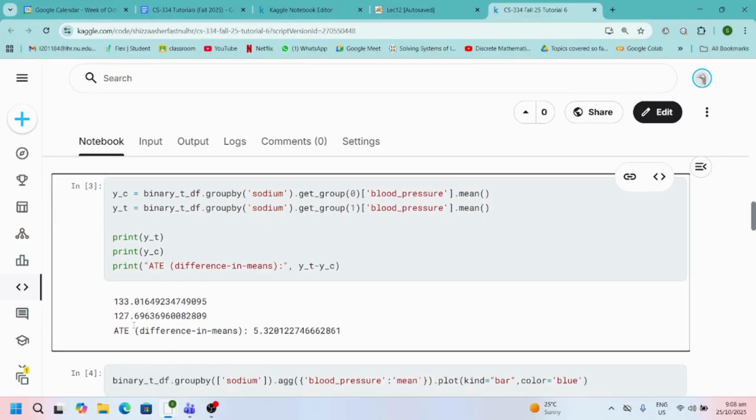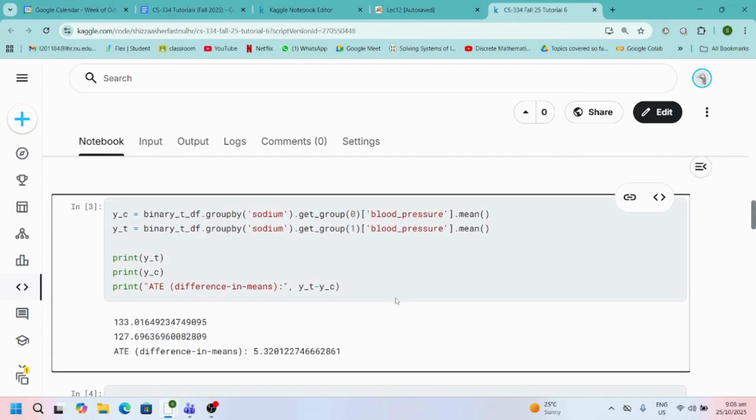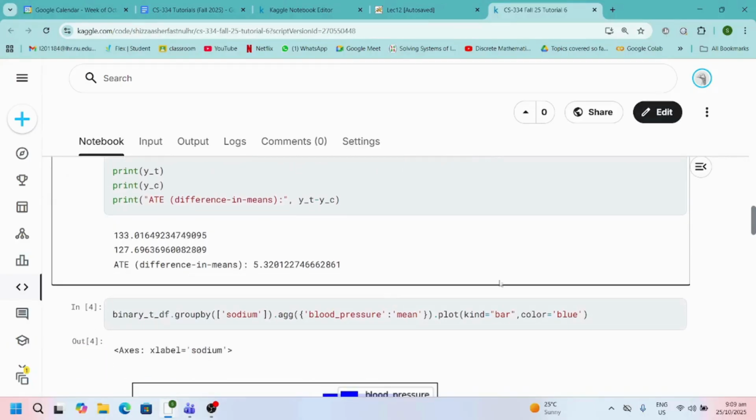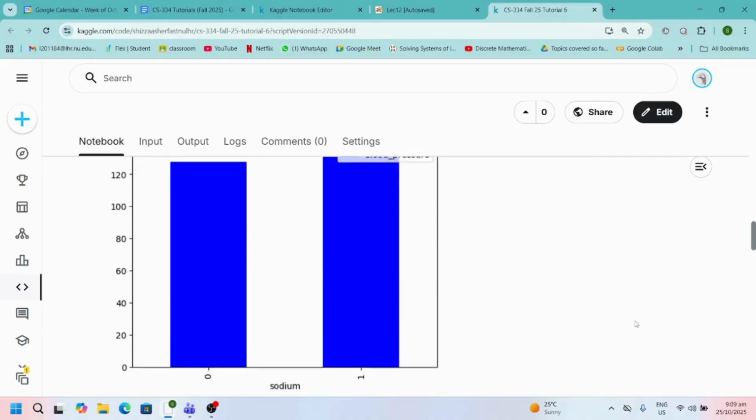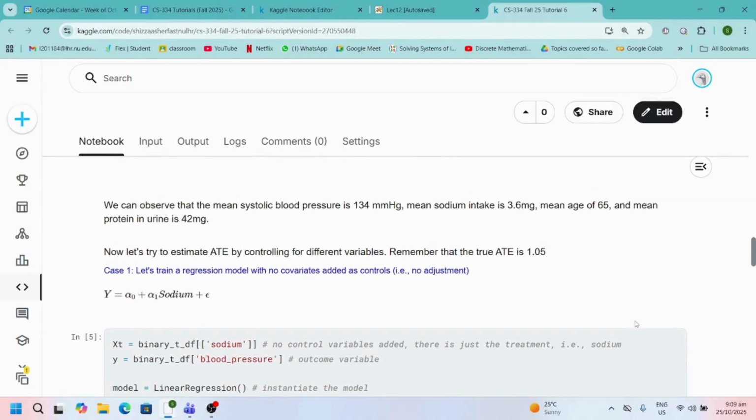So this is what it comes out to be. 133 for the group with high salt consumption, 127 for the control group. So when I take the difference, my ATE comes out to be 5.32, but this is a large overestimate of my actual ATE. Ultimately, it means that there's some confounder involved, but we're gonna look at that later. So it is exactly the same thing that is plotted here.